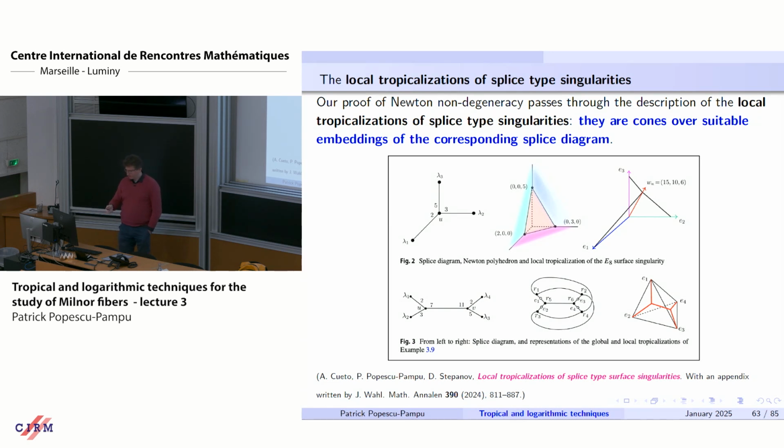And the middle drawing here is about the global tropicalization of the surface defined by those equations, if you don't look only near the origin, but everywhere at infinity. And it shows how the local tropicalization, which is this red part, embeds here in the global one.